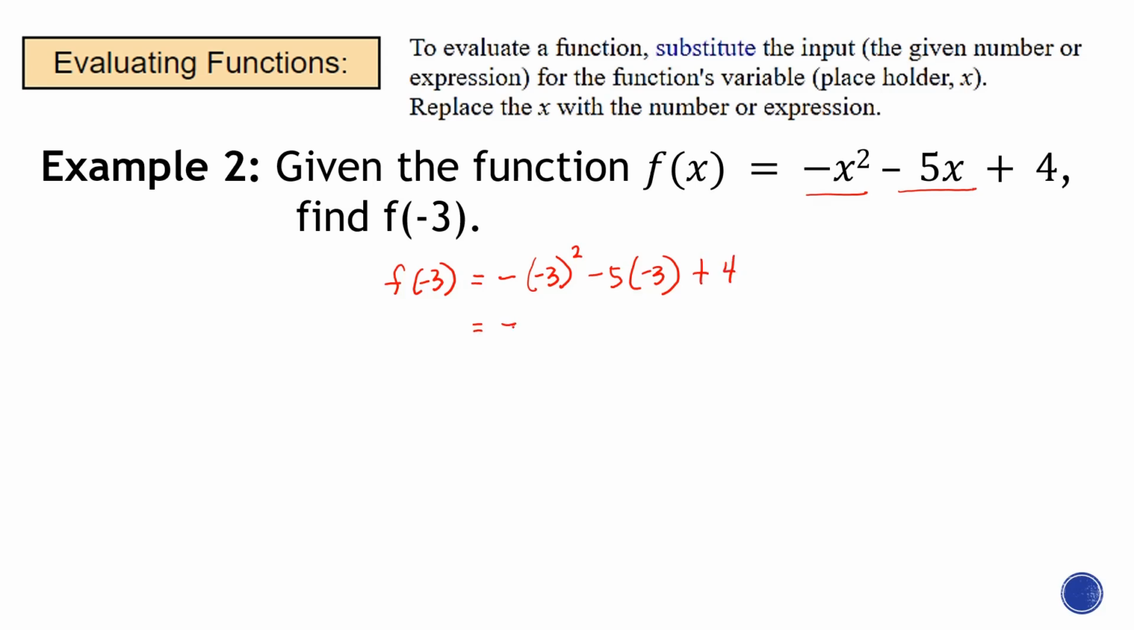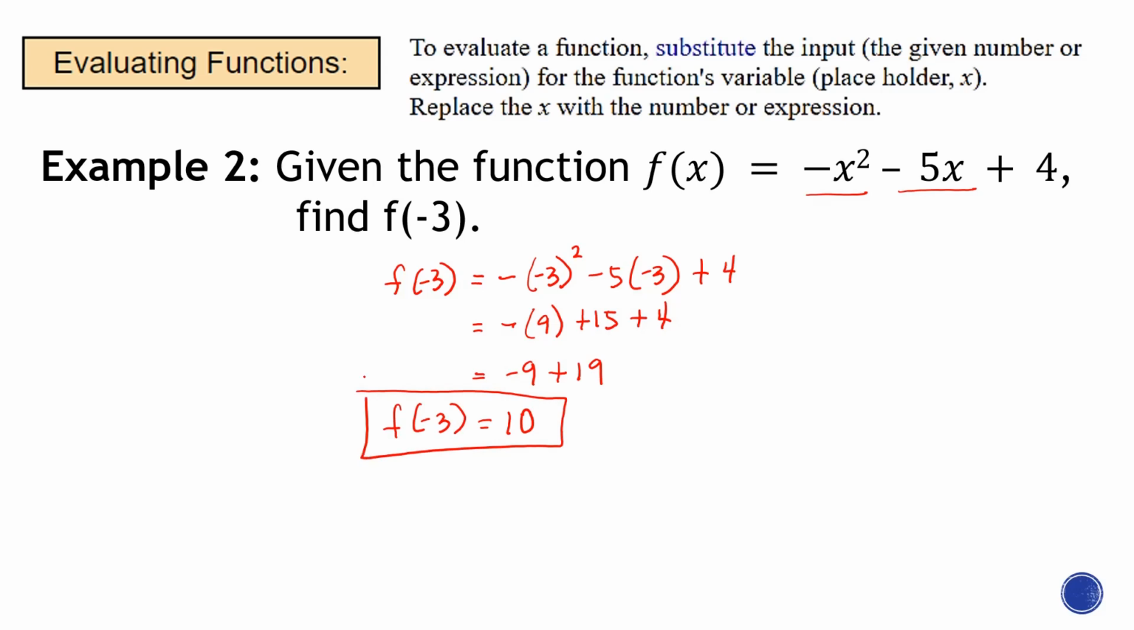This is equal to negative 9. Negative 3 times negative 3 is equal to positive 9. Negative 5 times negative 3 is plus 15 plus 4. This equals negative 9 plus 19, which is equal to positive 10. So our f of negative 3 is equal to positive 10. Okay, let's go to the next example.